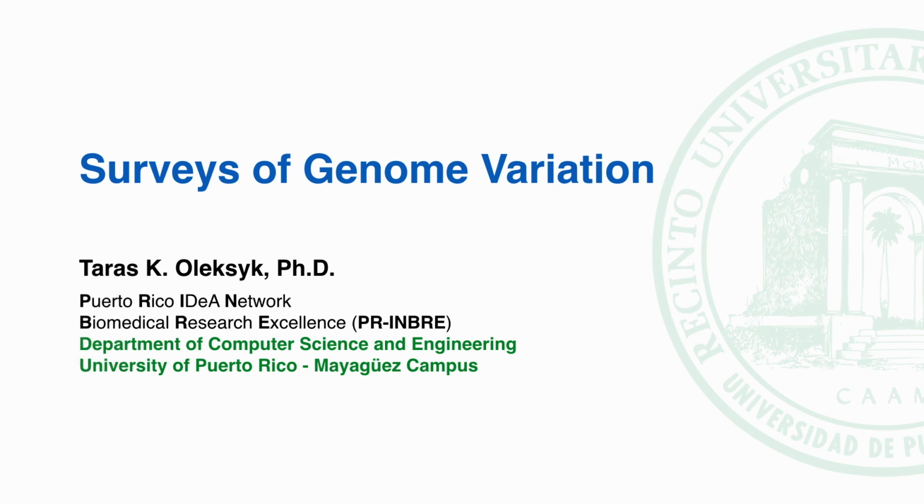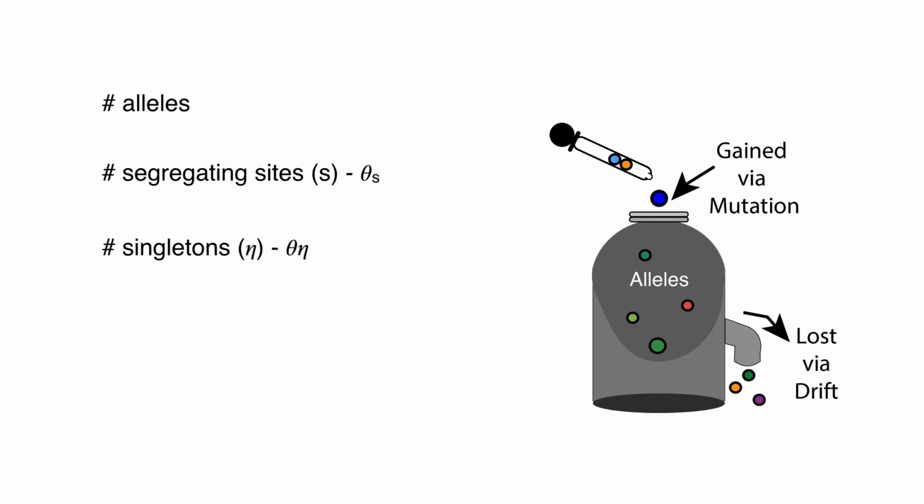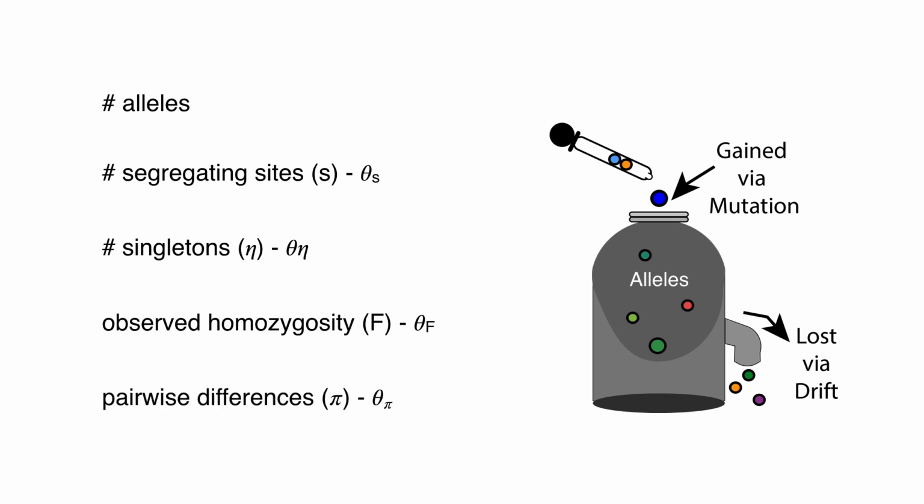Welcome. In today's lesson, we will talk about surveys of genome variation. We will look at different methods of estimating genetic diversity. These methods use different parameters derived from the observed diversity. We'll look at the number of alleles, the number of segregating sites, the number of singletons, the observed homozygosity, and the mean number of pairwise differences.